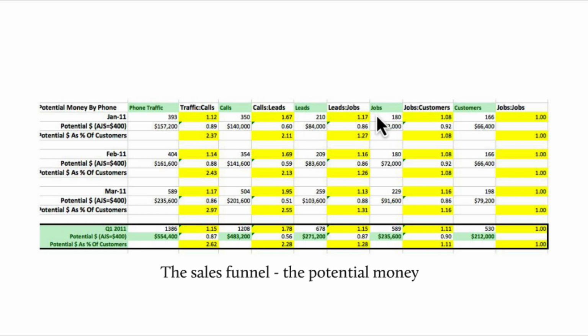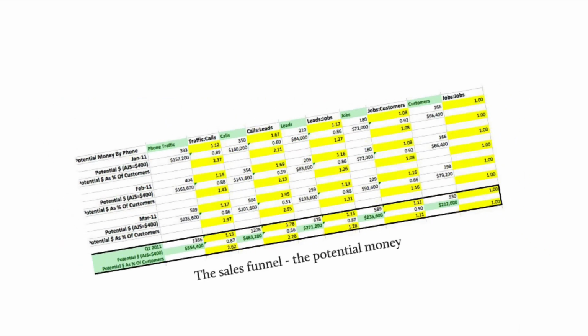And then the next phase is jobs, which is when we show up on site to a customer's house in this business, which is a junk removal business. How many of them actually say yes and buy from us? And all these things are connected by ratios, conversion ratios. And those ratios can be visualized spatially as spinning gears.